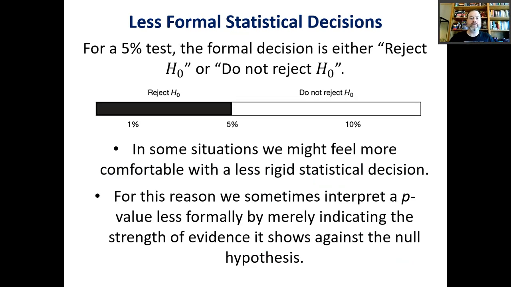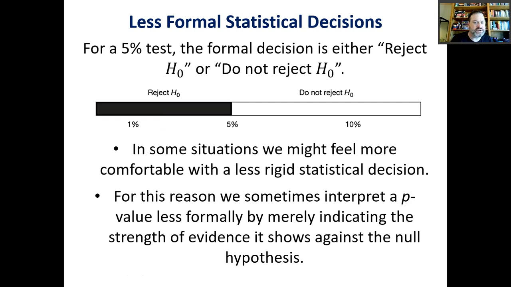All right. Then there is something called less formal statistical decisions. We don't spend a lot of time on this, but it is interesting to keep in mind. I've been alluding to this since Chapter 4 started. So for a 5% test, so alpha 5%, the formal decision is either reject the null or do not reject the null. And you can see that you get a chart like this. So these are your p-values in here, right? So if your p-values are above 5%, you do not reject. If your p-values are less than 5%, you do reject. So it's a black and white decision.